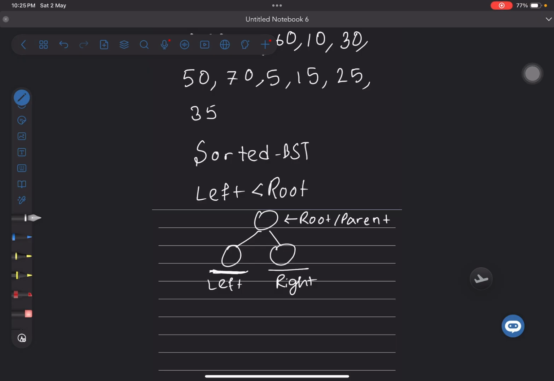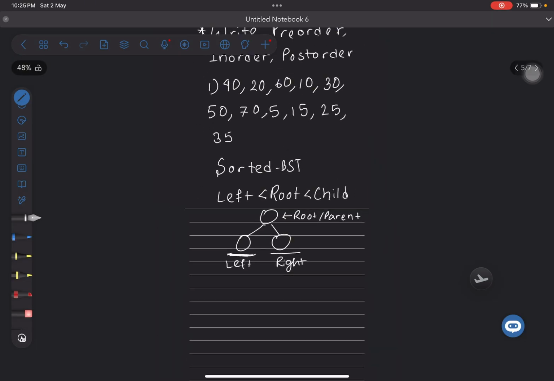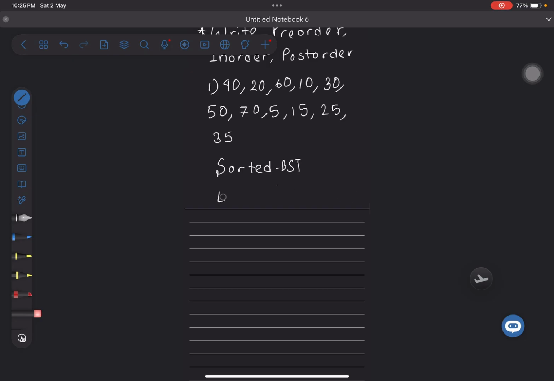So the left child will always be smaller than the root or the parent, and the right child will always be greater. Okay, so that is what we need to keep in our mind when we do a BST. Remember, left is smaller and right is bigger. Sorry, I wrote child over there, I needed to write right. Anyways, so let's start.